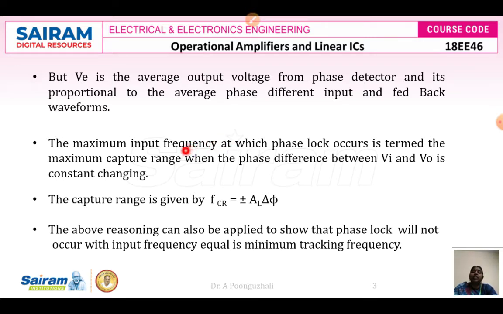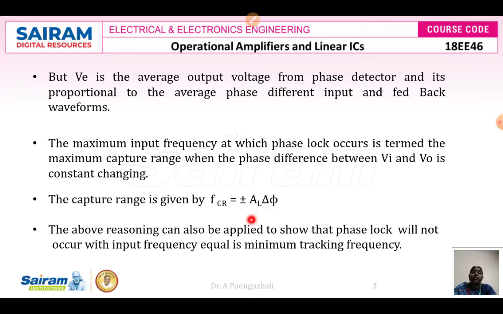The maximum input frequency at which phase lock occurs is termed the maximum capture range, when the phase difference between Vi and V0 is constant. When the input frequency is phase locked with the oscillator frequency, the maximum phase difference between them should be 90 degrees, and it should be constant. The capture range is given by fCR = ± AL Δφ.